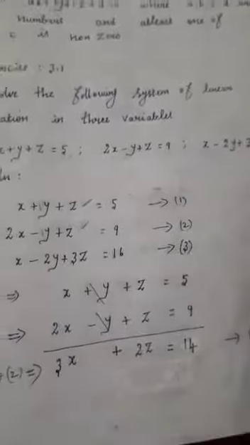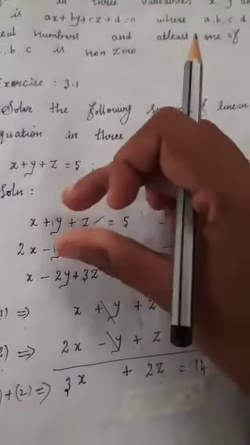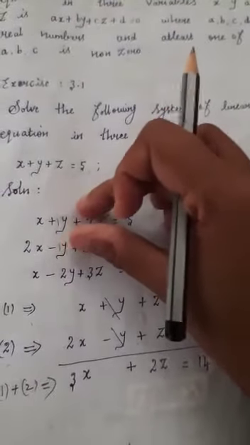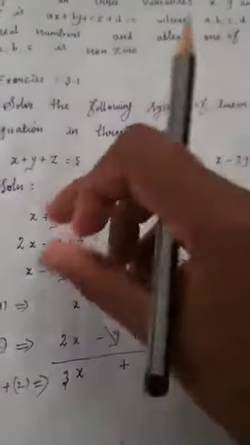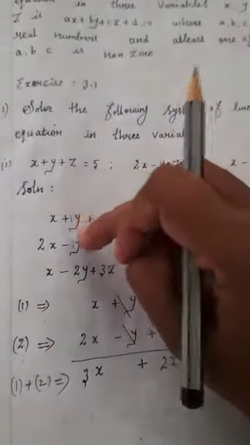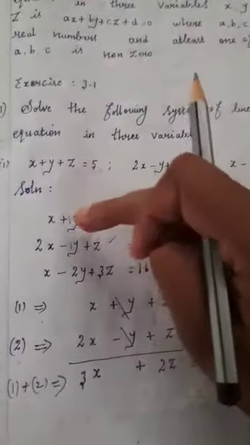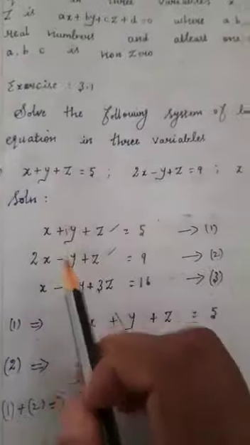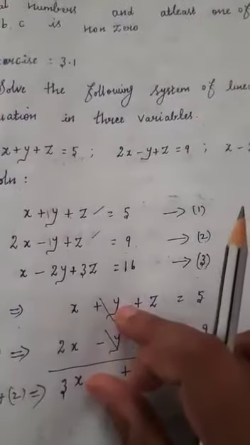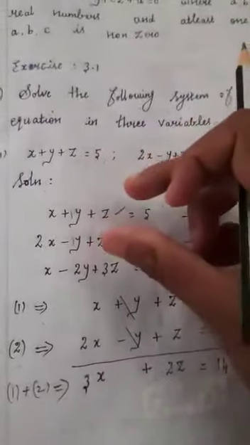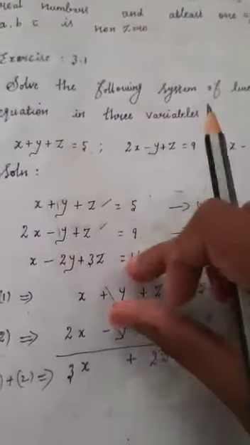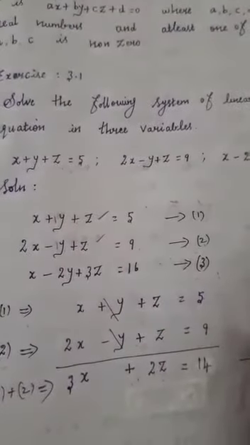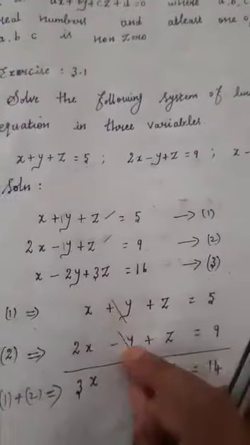Now the next step. First we have taken the first and second equations. Now we can choose another two equations, first and third or second and third, anything you can take. Whichever variable we eliminated, in the next two equations we need to eliminate the same variable. Here we have eliminated the y variable.